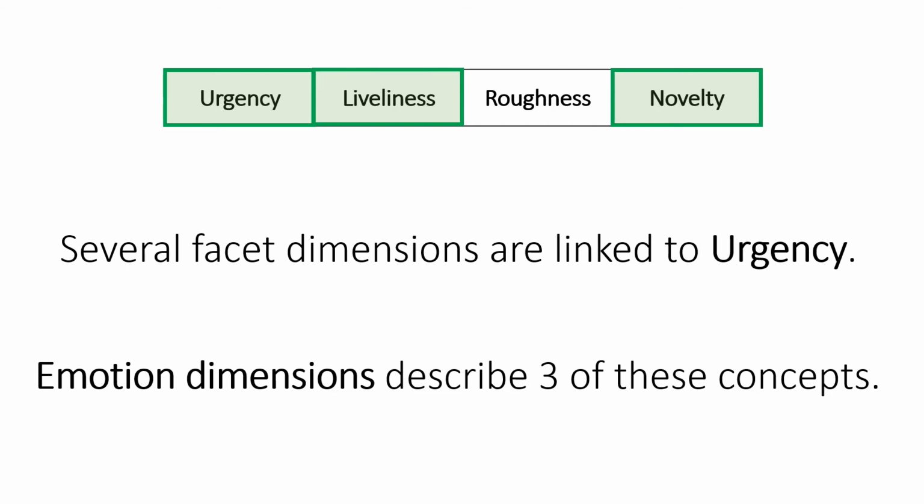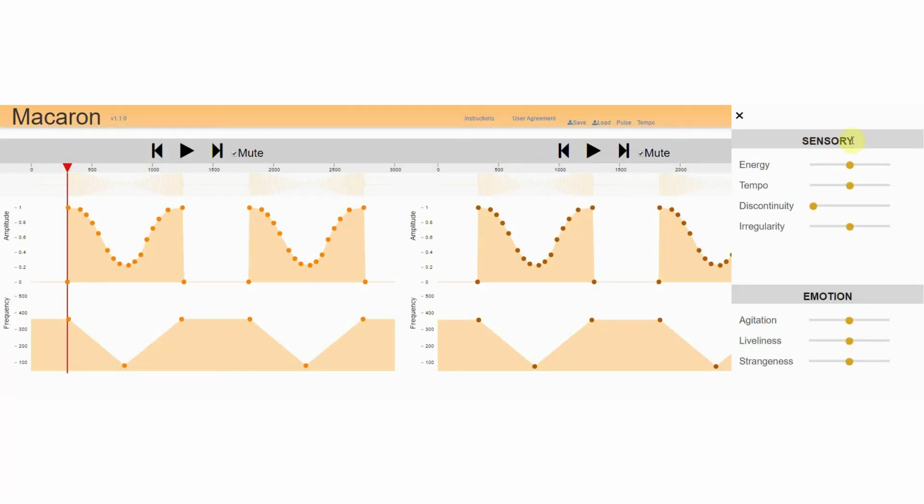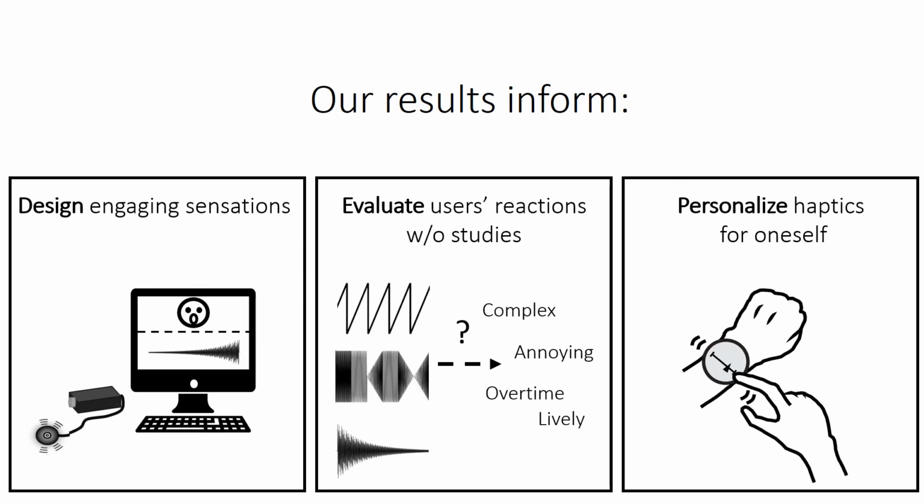We used these facet dimensions to develop sensory and emotion tuning controls for vibrations. Specifically, the emotion dimensions, such as agitation, liveliness, and strangeness, provided good candidate sliders for tuning vibrations, while the facet interlinkages helped us define the underlying mechanics of these sliders for tool development. Our results inform design, evaluation, and personalization of engaging haptic sensations.